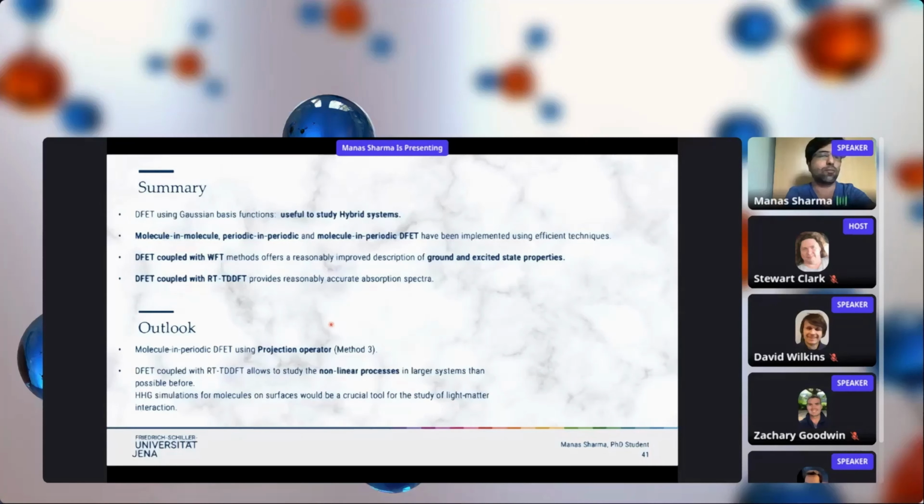So where do we go from here? Currently, as I showed you, molecule in periodic DFET works with method 2. However, we would also like to use method 3, the exact method based on a projection operator, for it. We would also like to investigate some nonlinear properties, such as high harmonic generation spectra obtained using RT-TDDFT coupled with DFET, for molecules in the presence of nanostructures or periodic surfaces.